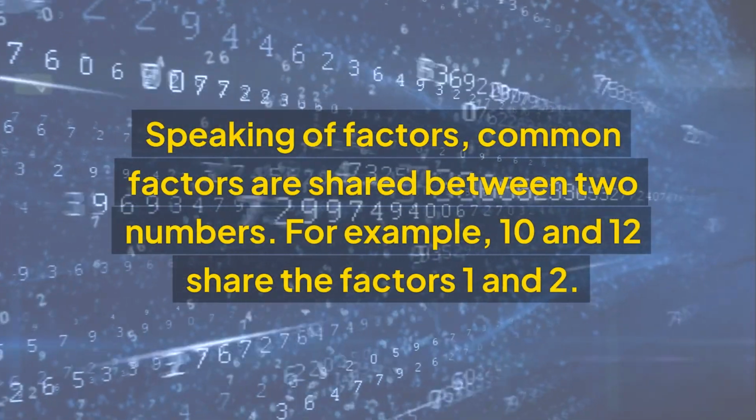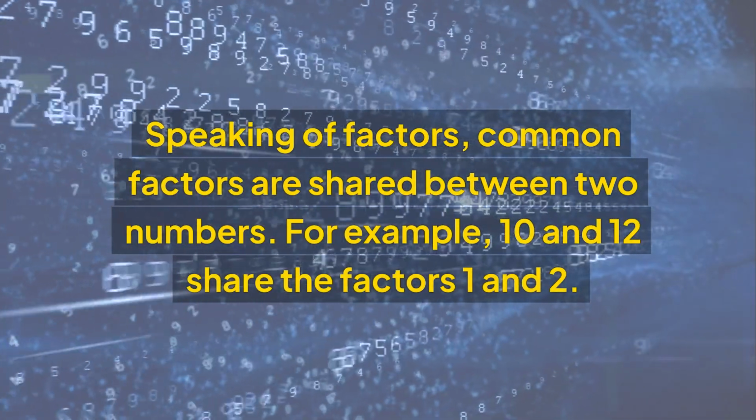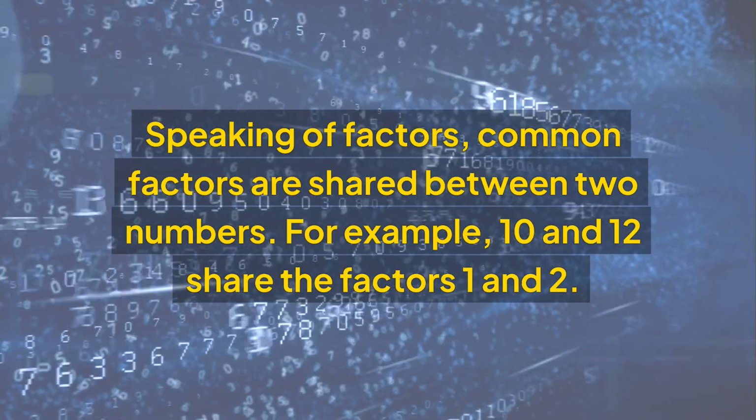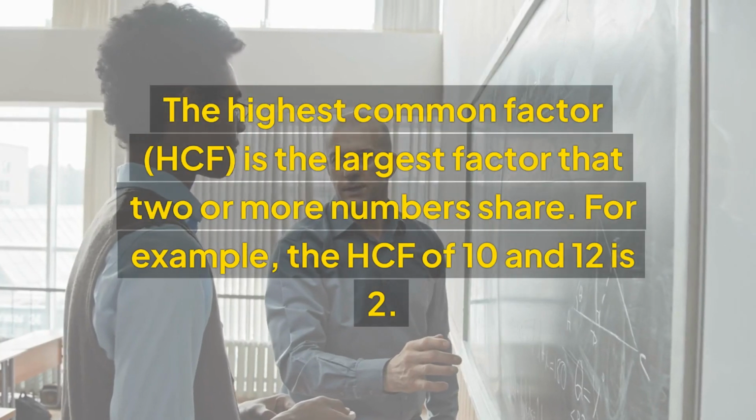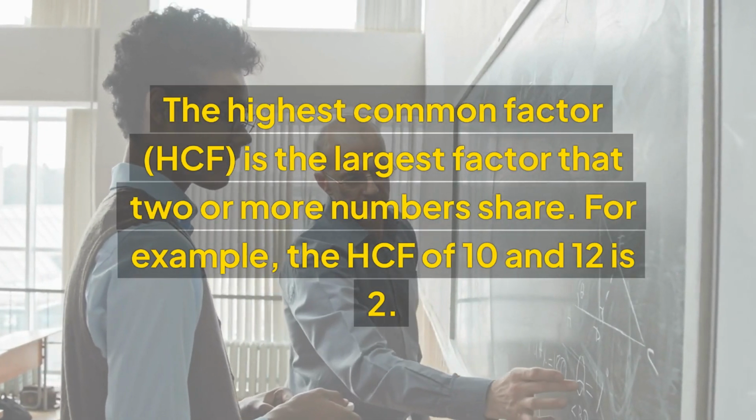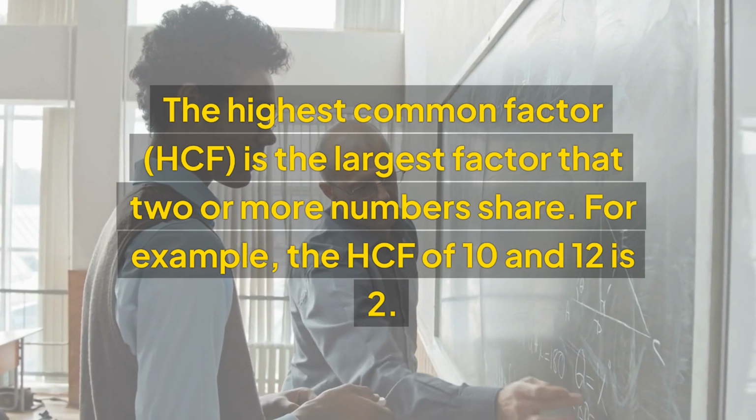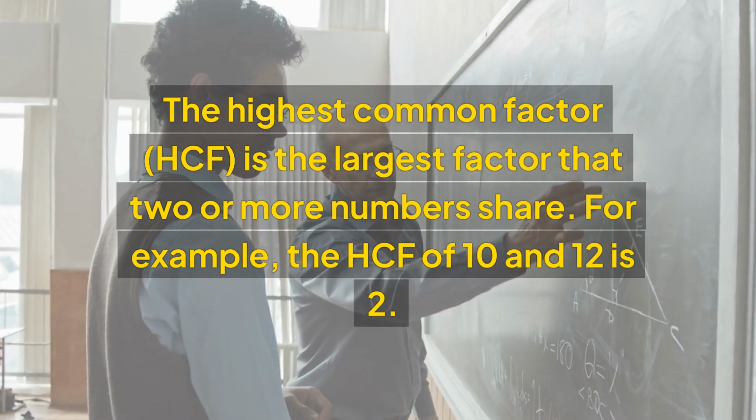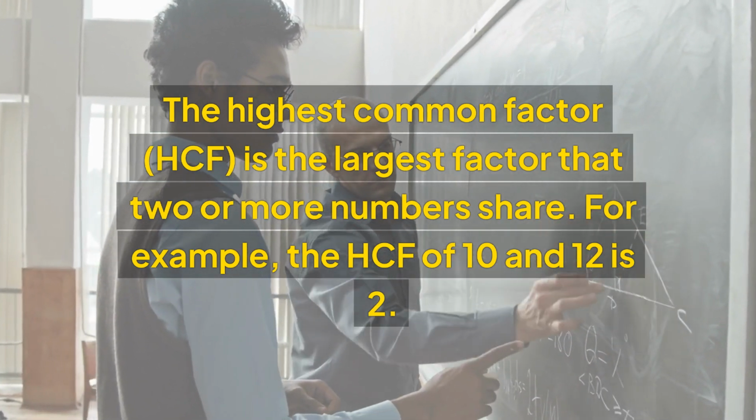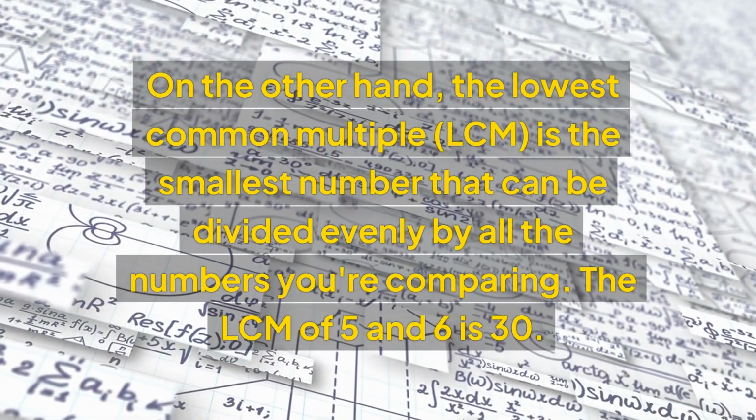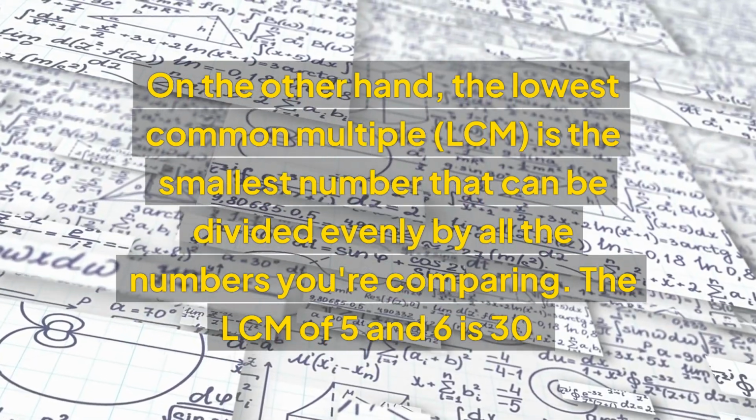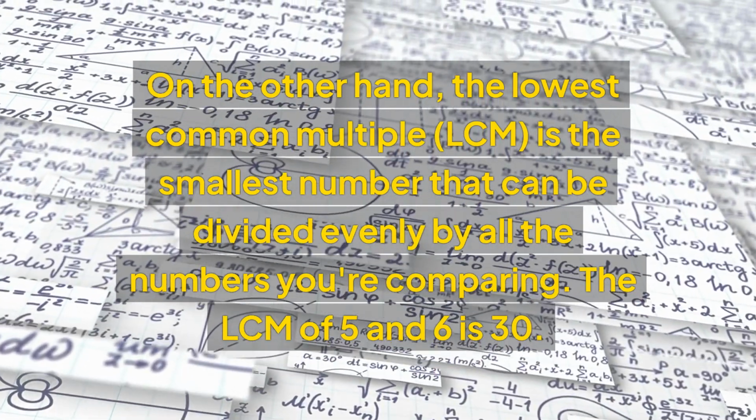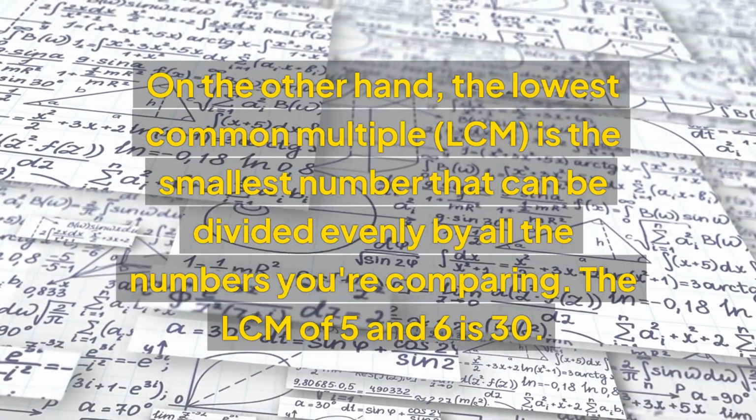Speaking of factors, common factors are shared between 2 numbers. For example, 10 and 12 share the factors 1 and 2. The highest common factor, HCF, is the largest factor that 2 or more numbers share. For example, the HCF of 10 and 12 is 2. On the other hand, the lowest common multiple, LCM, is the smallest number that can be divided evenly by all the numbers you're comparing. The LCM of 5 and 6 is 30.